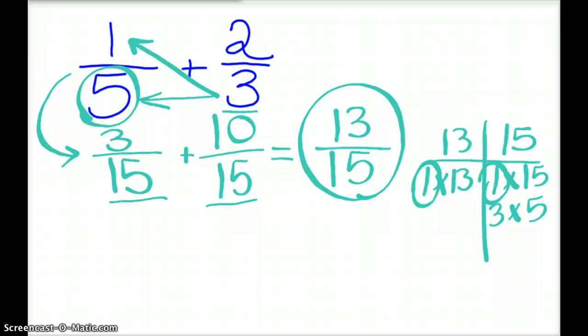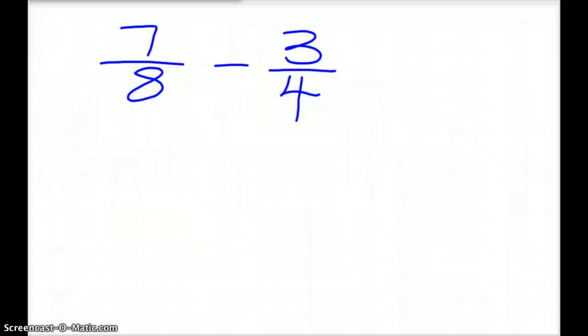Yes, Abby? What about whenever you do how many times you put 13? You would do that if you had an improper fraction, if your numerator was bigger. Let's look at a subtraction problem. When you're subtracting, you're going to do it exactly the same way, except when you get to the addition step, you're just going to subtract. So if you're listening to this video, go ahead and pause it, and then restart.